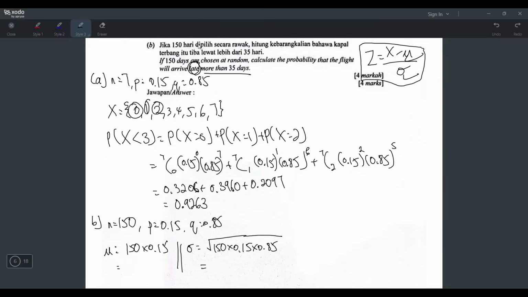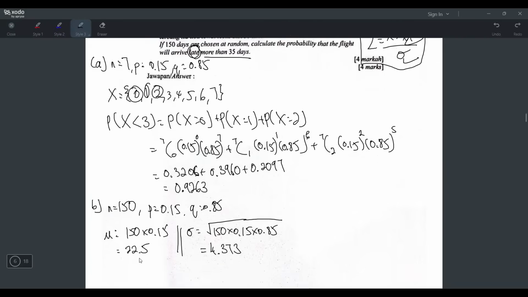150 times 0.15, so I got 22.5, right? That's my mean. And I need my standard deviation also. This one, if you press, you get 4.373. Just write in four significant figures. And then now you can find the probability already. So they want the probability of being late more than 35 days. It means you're trying to find P(X > 35), right?